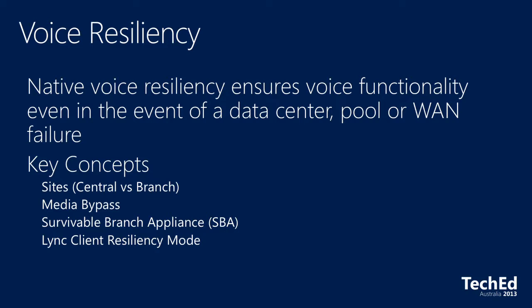We've got some key concepts. We're going to talk about sites. We're going to talk about media bypass, which is an important feature of Lync, particularly in resiliency, keeping bandwidth-intensive codecs off our WANs effectively. The survivable branch appliance, we're going to talk about that a little more, and also the Lync client resiliency mode. If I have a site with a survivable branch appliance and I lose that WAN connection back to my main pool, the main site, what's the client experience? How does the client get affected?